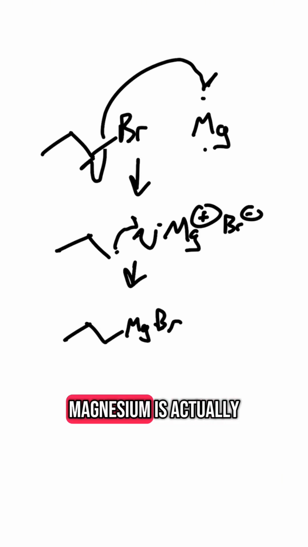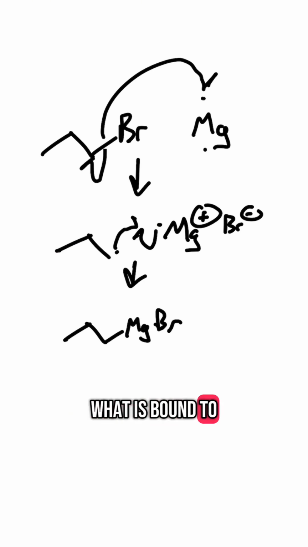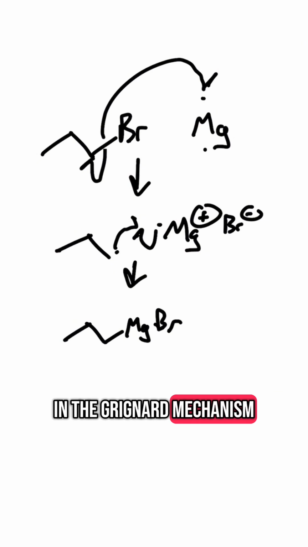Now remember that magnesium is actually what is bound to this carbon right here. It's the magnesium, not the bromide. It's the other way around. Don't mess it up. This is a metallo-organic species, and this right here is known as our Grignard reagent. This is what's going to be reacting in the Grignard mechanism.